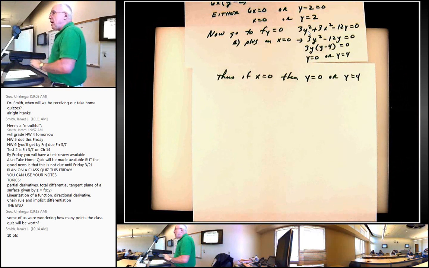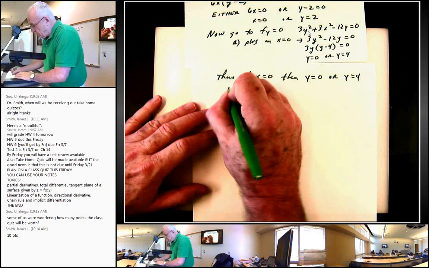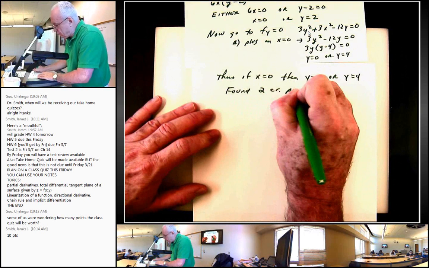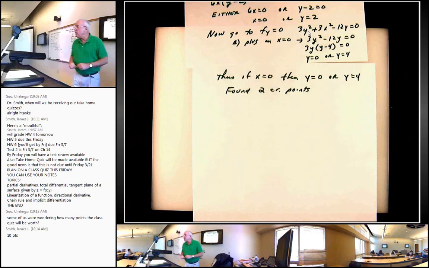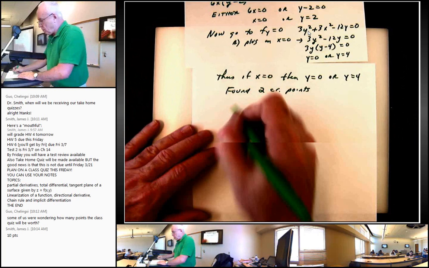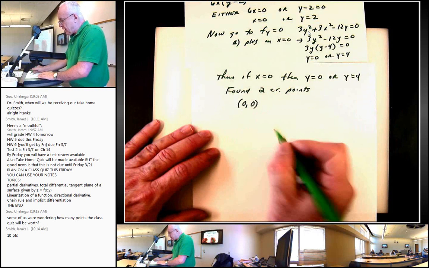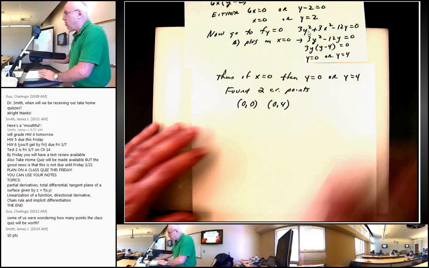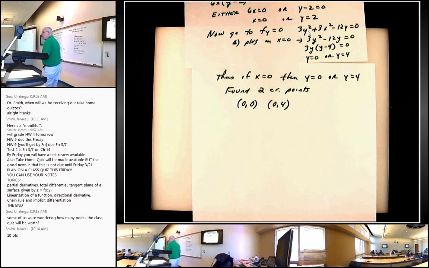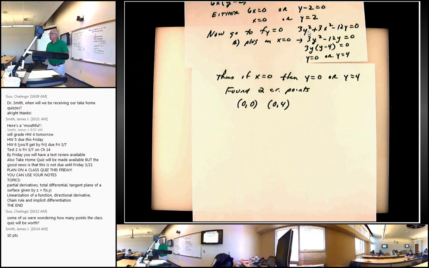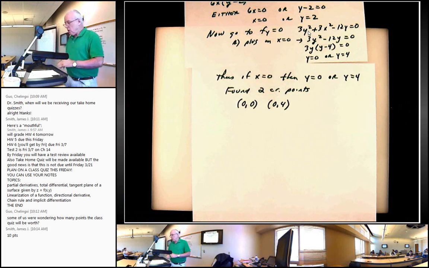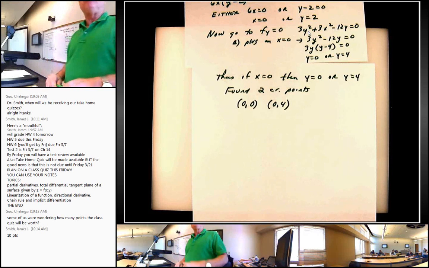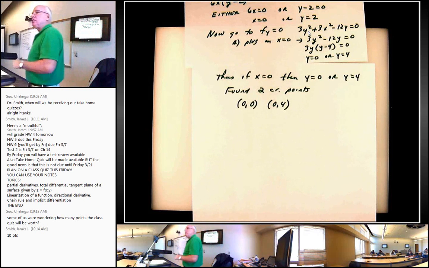So therefore, we have now found two critical points. We're not finished yet, but we've so far found two critical points. What would their xy values be? 0, 0, that's for x equals 0 and y equals 0, and 0, 4, x equals 0, y equals 4. Both of those, yes? Question. So from the first equation we found x equals 0 and y equals 2. Yes. Now, could we use y equals 2? Yeah, we're doing that next. You're leading right into my next step.